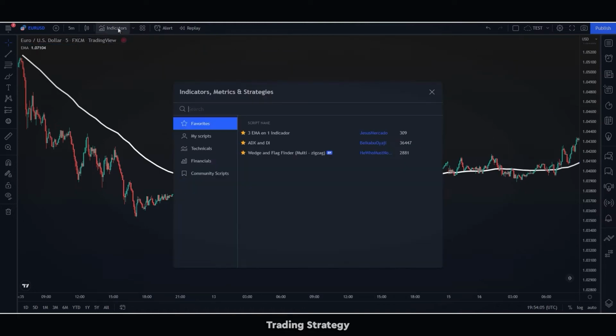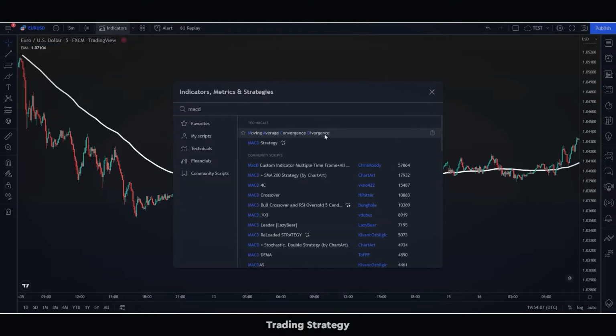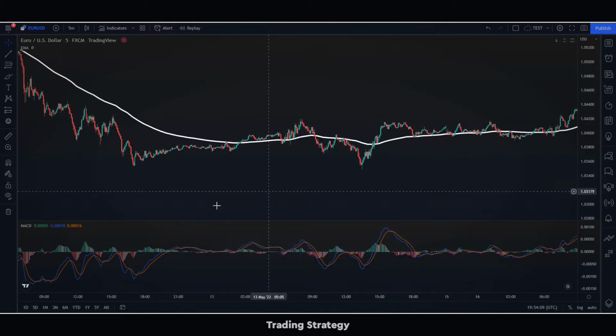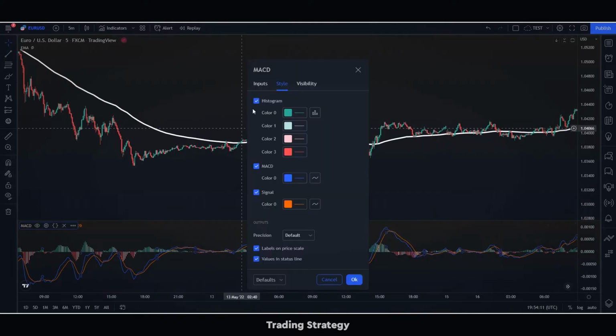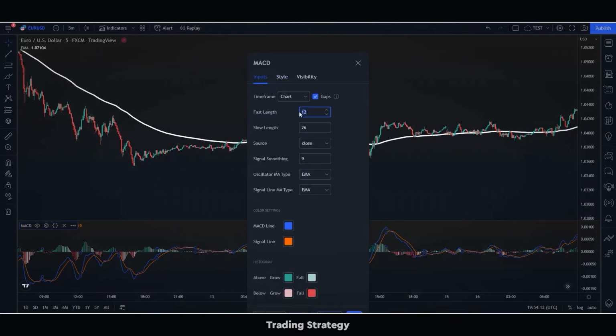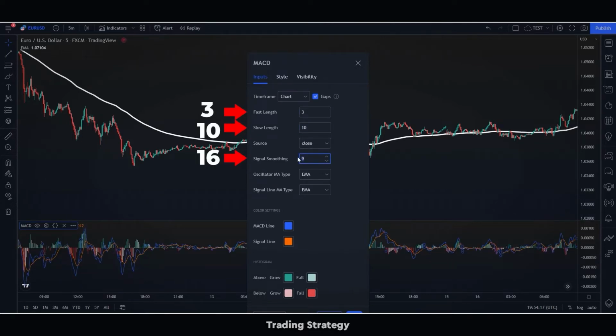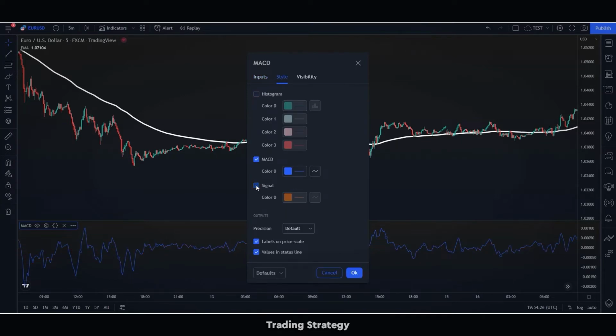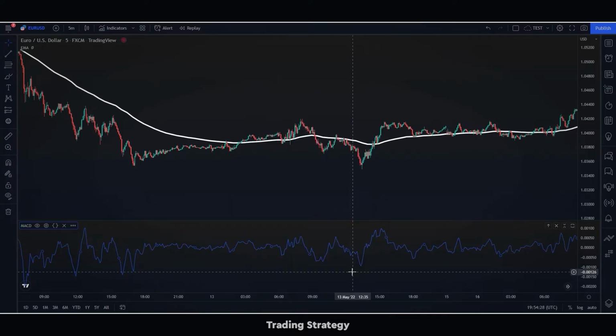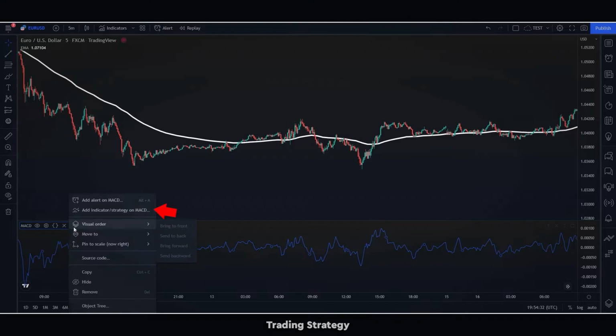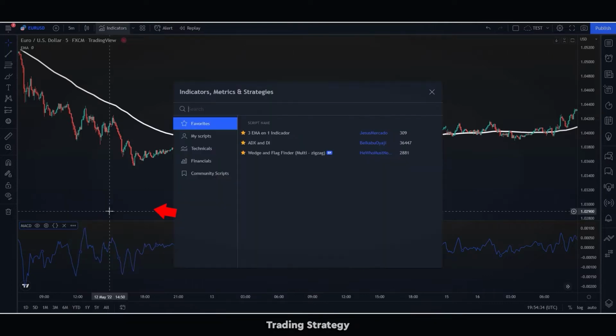The next thing we will have to do is select the MACD indicator. To this indicator, we will put the parameters of 3, 10, 16. We will deactivate the signal line and the histogram. Also within the indicator, we will add an exponential moving average. To do that, we simply go to these 3 points and hit Add Indicator, find the EMA, and select it.